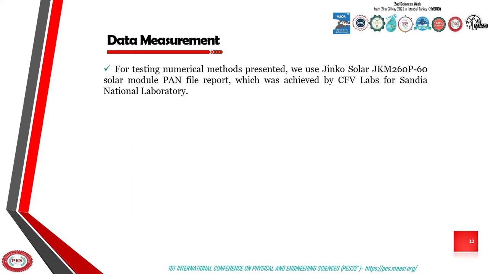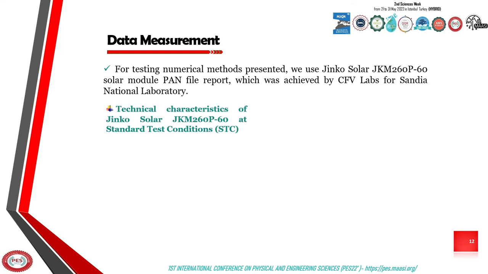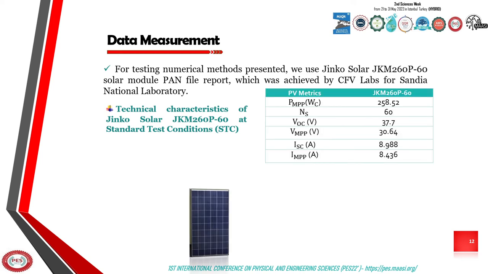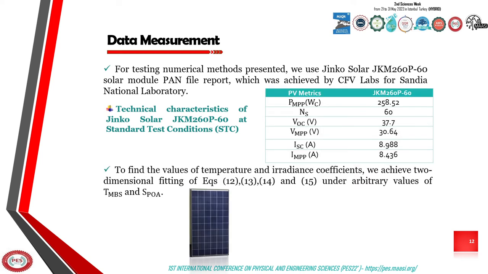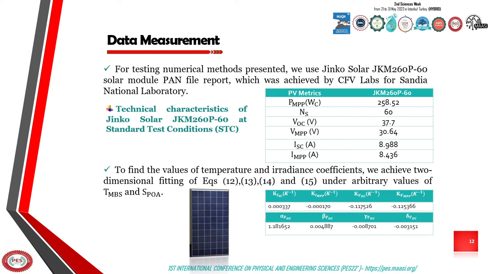And for testing numerical methods presented, we use Jinko Solar module. So here is characteristics of Jinko Solar module operating under standard test conditions. Next, to find the values of temperature and irradiance coefficient, we achieve two-dimensional fitting to experimental values of open circuit voltage, short circuit current, and maximum power voltage and current under arbitrary values of MBS temperature and POAI irradiance.